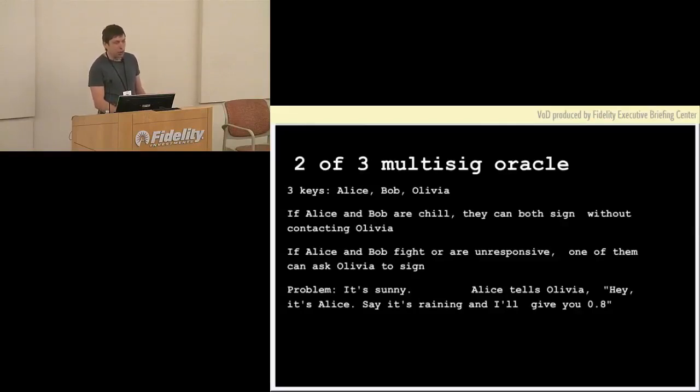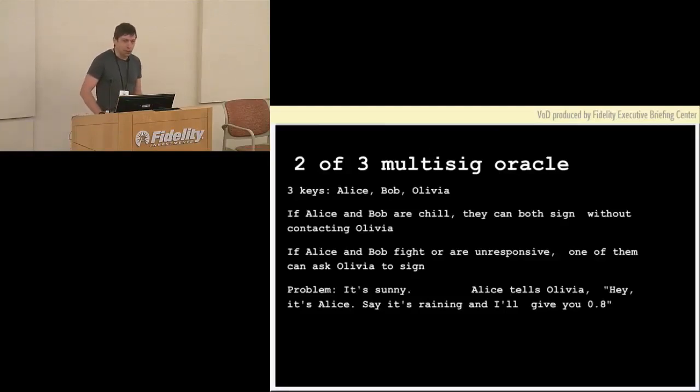And if they fight, or even more likely than fighting, is one of them's just unresponsive. If Bob just turns off his computer and goes somewhere on the weekend, and Alice is like, hey, come on, sign, I won, and he's just not there. So in the case of uncooperative or offline, they can ask Olivia to sign. Either Alice or Bob can ask Olivia to sign. The problem, however, is if it's sunny, and, I think that should be Bob. Anyway, Alice tells Olivia, hey, it's Alice, say it's raining and I'll give you 0.8 coins.